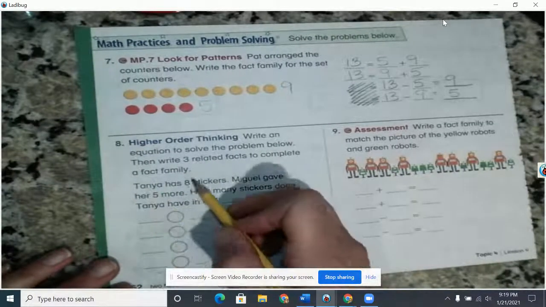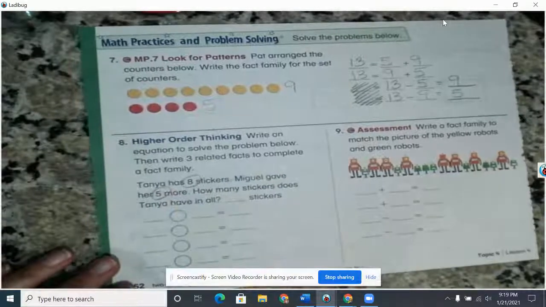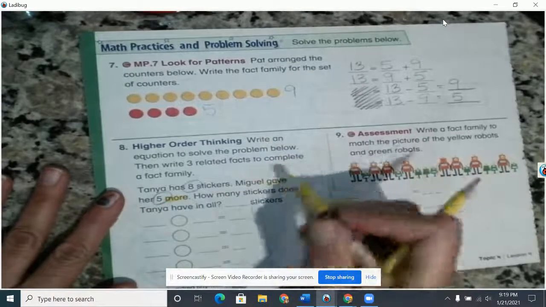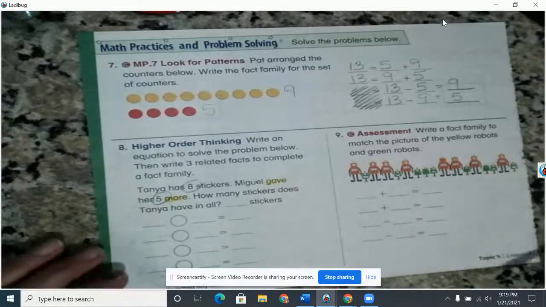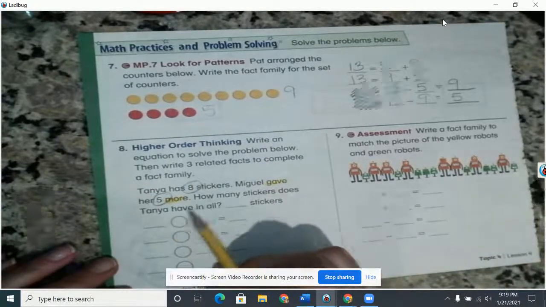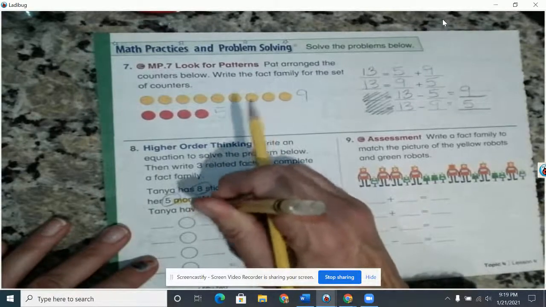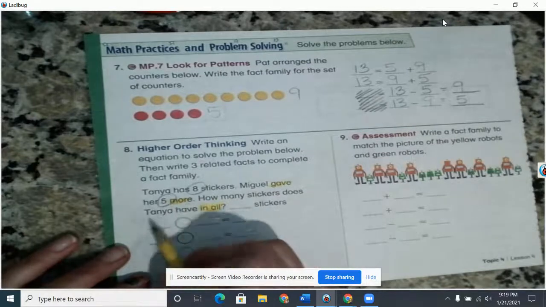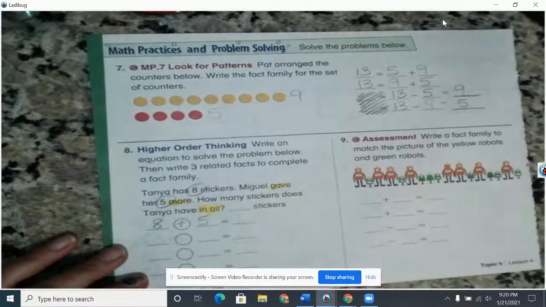So Tanya has 8 stickers. Miguel gave her 5 more. So there's our key word: more. And gave her. So this would be an addition problem because those are our key words. How many stickers does Tanya have in all? That's also going to be key to help us figure out that, oh, we're going to have to add. So we have part, 8 plus 5, and then we need to figure out our whole.